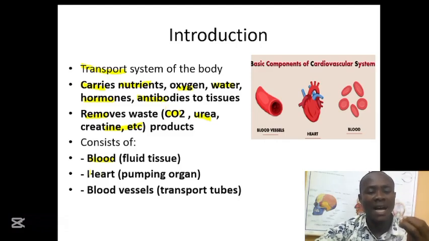And we have the heart that has to pump the blood. And we have the blood vessels in which the blood is found. So the blood is transported in an enclosed vessel we call a blood vessel. It is the transport tubes in which the blood will travel.